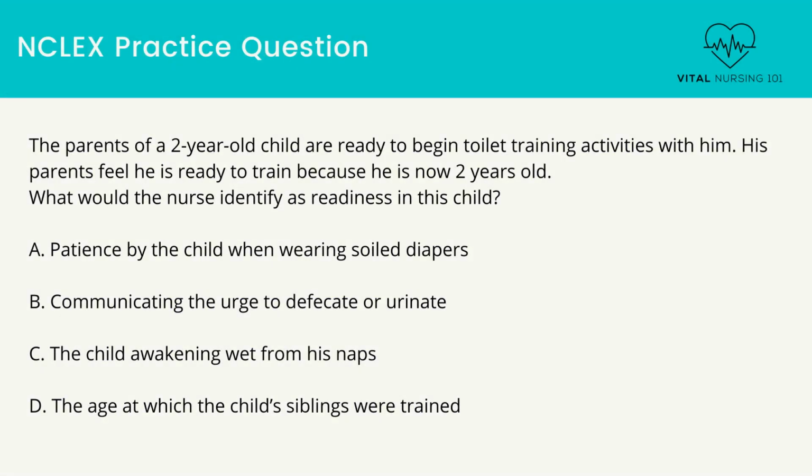The parents of a 2-year-old child are ready to begin toilet training activities with him. His parents feel he is ready to train because he is now 2 years old. What would the nurse identify as readiness in this child? Patience by the child when wearing soiled diapers. Communicating the urge to defecate or urinate. The child awakening wet from his naps. The age at which the child's siblings were trained.